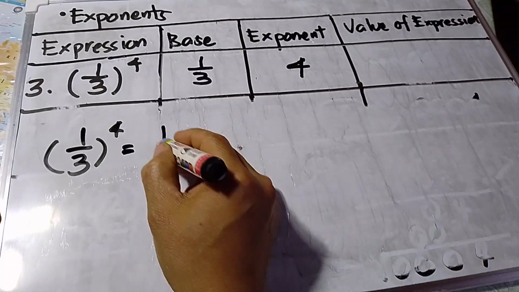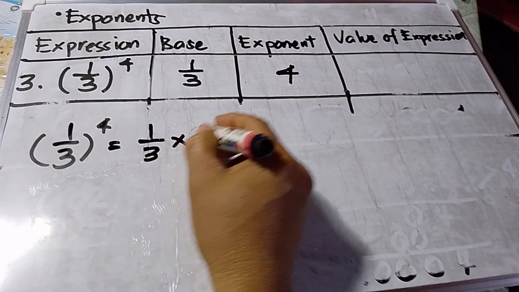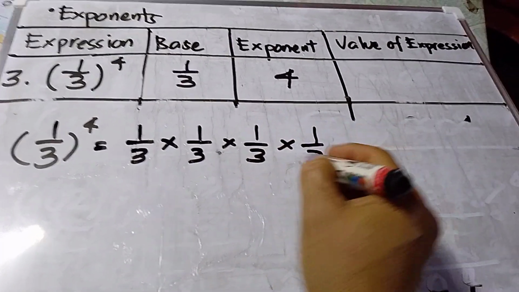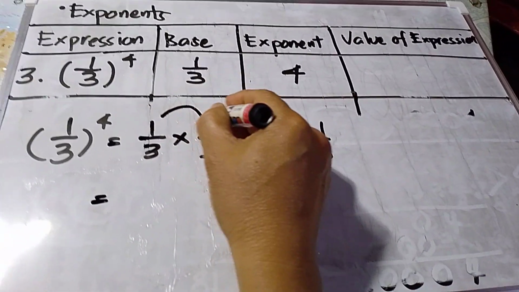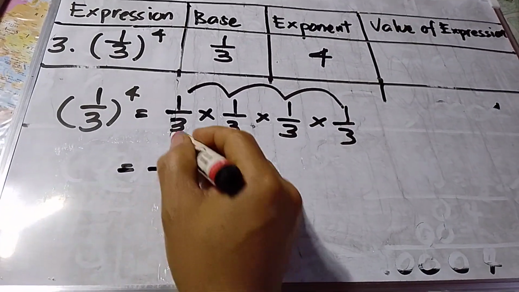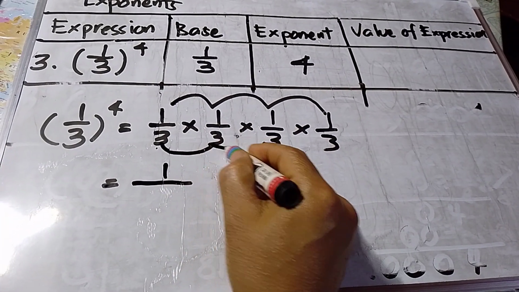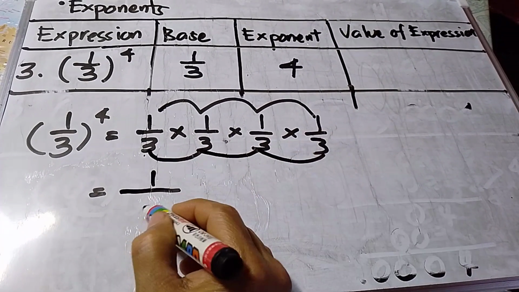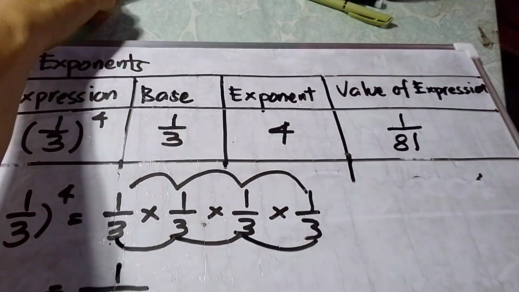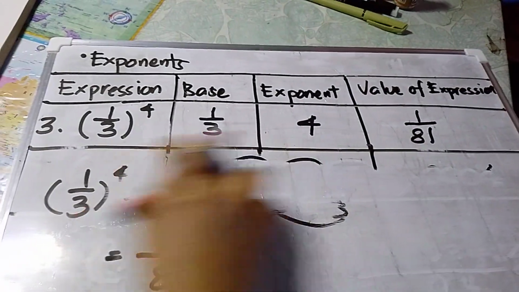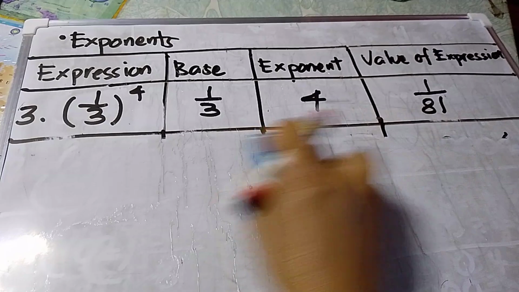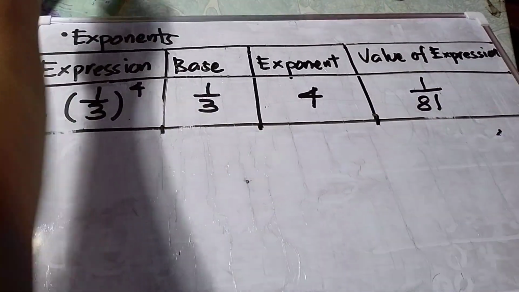So it should be 1 over 3 times 1 over 3 times 1 over 3 times 1 over 3. Just multiply all the numerators. So 1 times 1 times 1 times 1 is equal to 1. And then multiply 3 times 3 is 9. Times 3, 27. Times 3 is 81. So therefore, the answer is 1 over 81. So what's the next? Since we are finished with a whole number, a decimal, a fraction, what's the next?